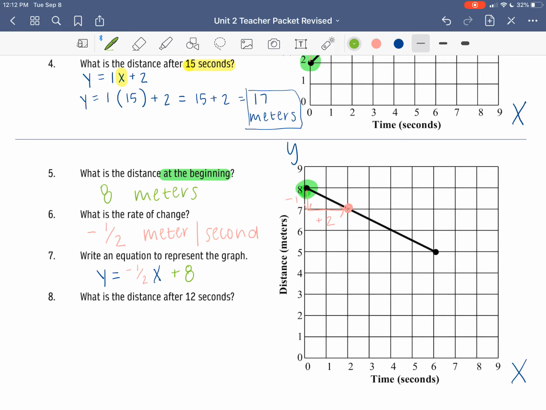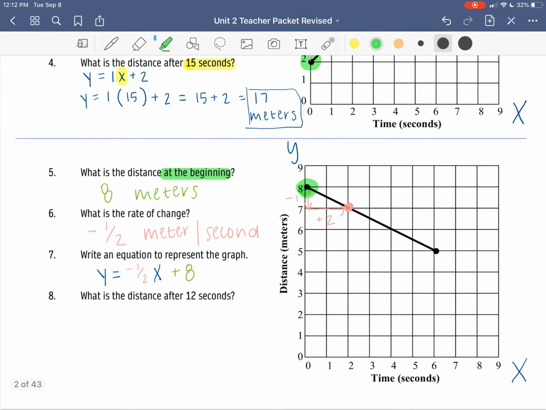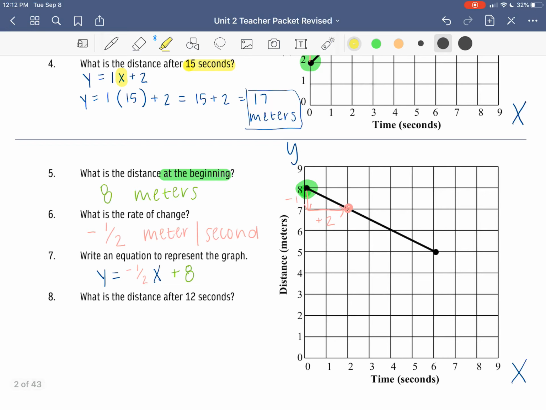And now, just like before, if I want to use this equation, I can use it to help me answer questions now. So this problem is asking me about what happens, how far we would be at 12 seconds. So seconds, again, is my x unit. We're measuring time as our x variable. So I'm going to start with my equation, y equals negative 1/2 x plus 8. And because time is represented by x, I'm going to substitute 12 in place of that x.